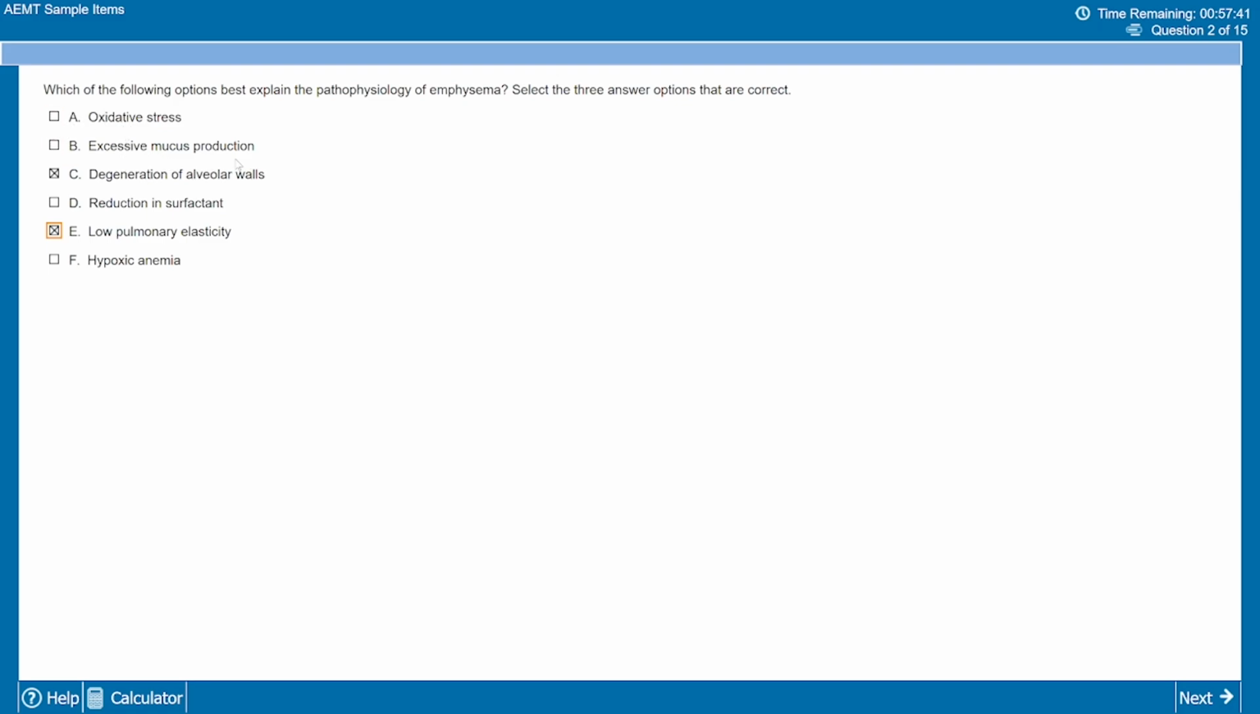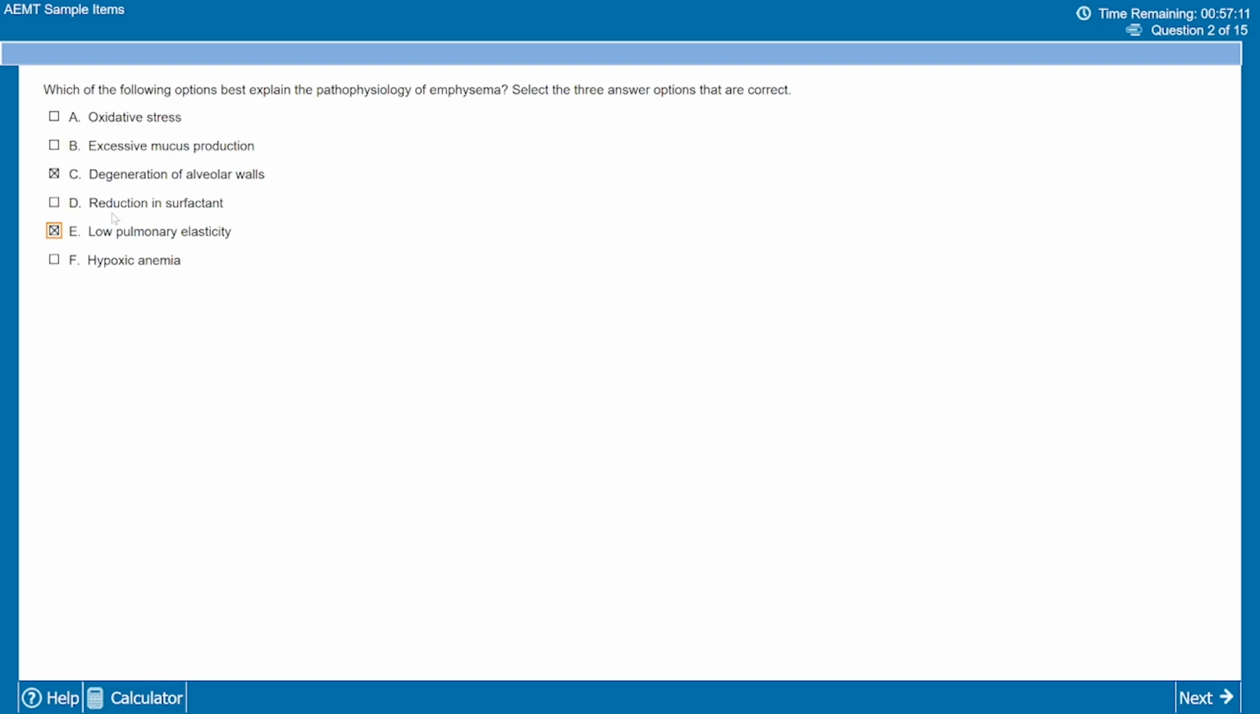Excessive mucus production, I know that's more than likely going to be in a patient that has asthma or an allergic reaction. They're trying to remove the foreign substance that's causing the irritation, and it would more than likely not be in an emphysema patient. So I would cross this out in my head. I would mark in some way, especially if you have a piece of paper, that it's not B. And so mentally, this would be crossed out.